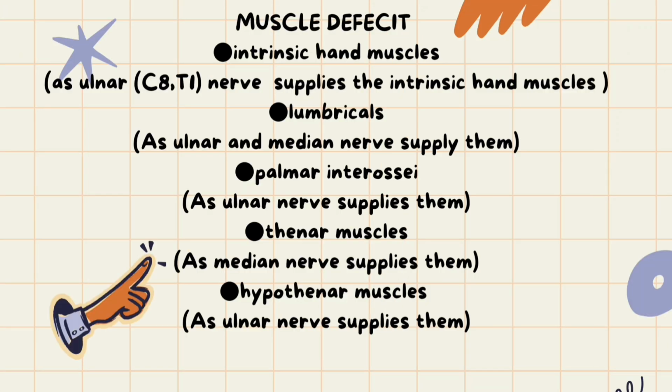Muscle deficit. Intrinsic hand muscles, as ulnar, C8, T1, nerve supplies the intrinsic hand muscles. Lumbricals, as ulnar and median nerve supply them. Palmar interossae, as ulnar nerve supplies them. Thenar muscles, as median nerve supplies them. Hypothenar muscles, as ulnar nerve supplies them.